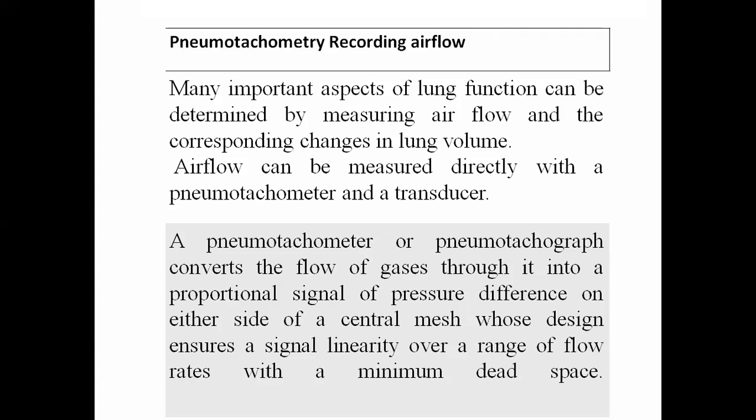The pneumotachograph converts the flow of gases through it into a proportional signal of pressure difference on either side of the central mesh, whose design ensures signal linearity over a range of flow rates with minimum dead space. So here we have a pressure.